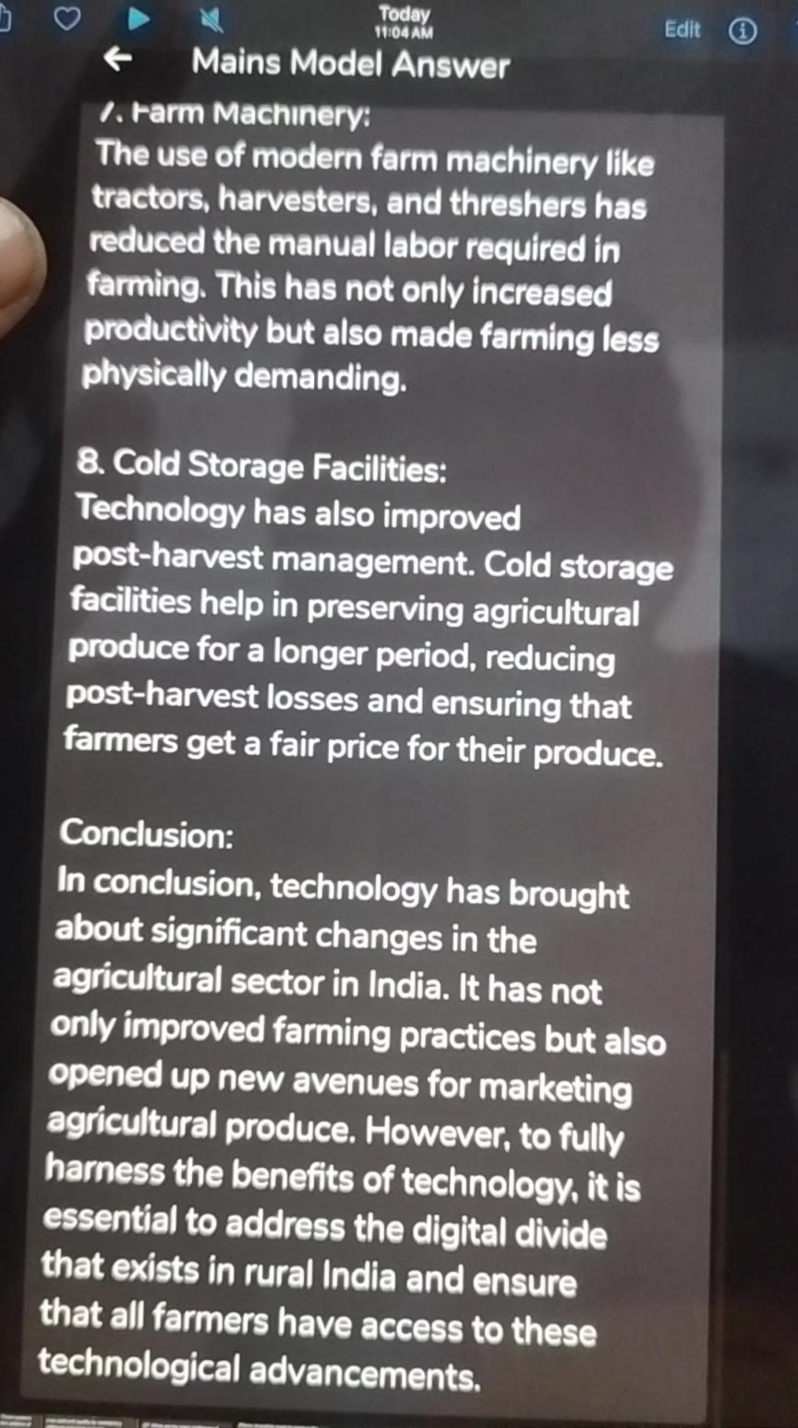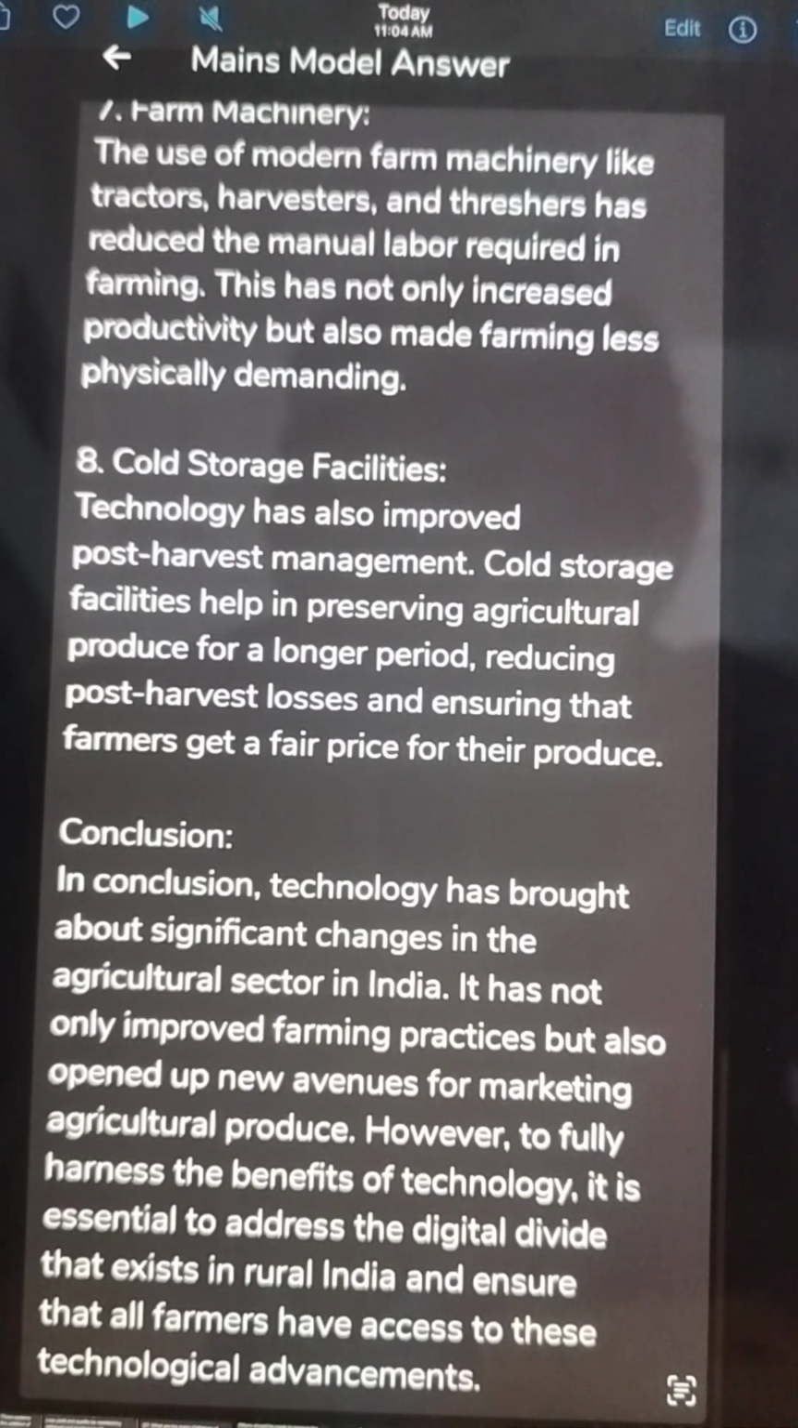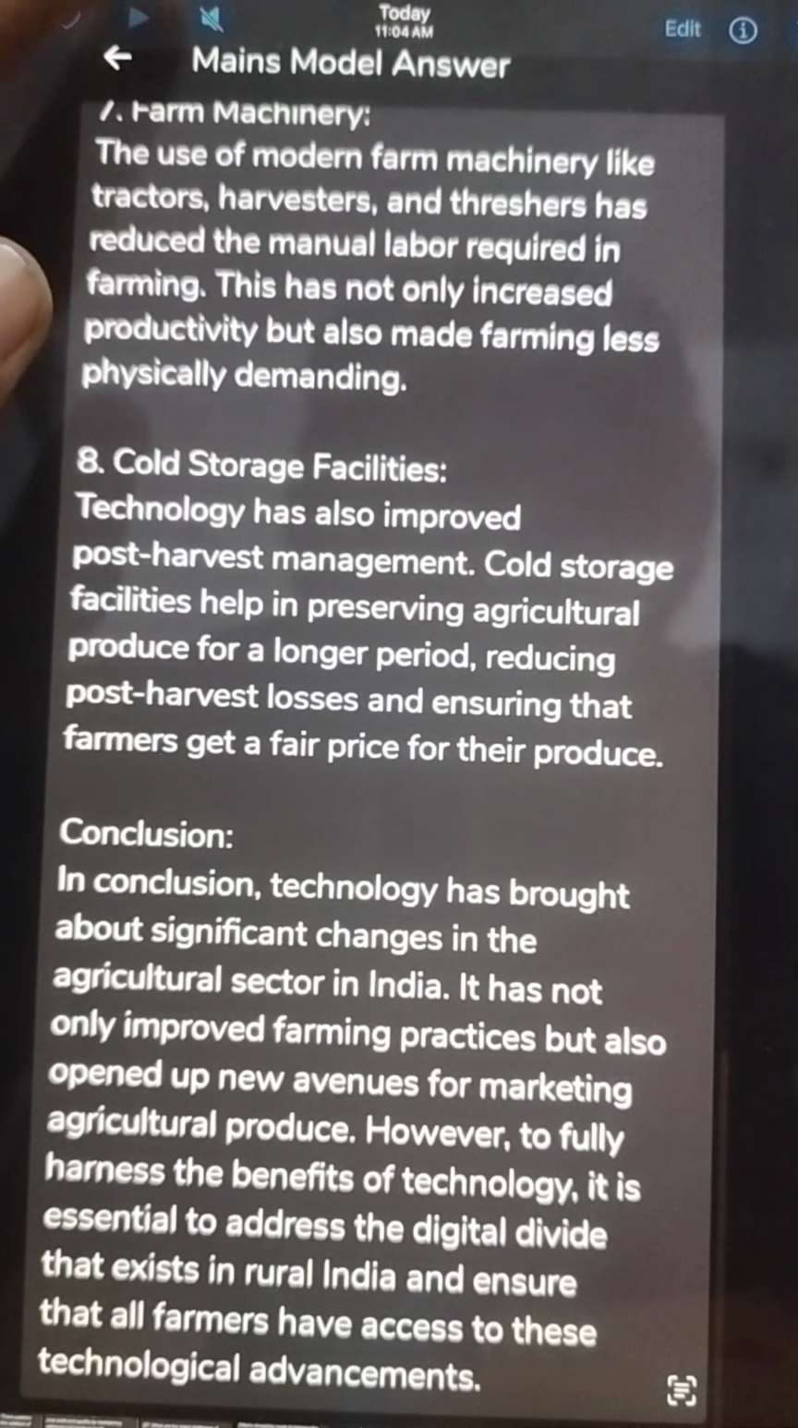In conclusion, technology has brought about significant changes in the agriculture sector in India. It has not only improved farming practices but also opened up new avenues for marketing agriculture produce. However, to fully harness the benefits of technology, it is essential to address the digital divide that exists in rural India and ensure that all farmers have access to these technological advancements.